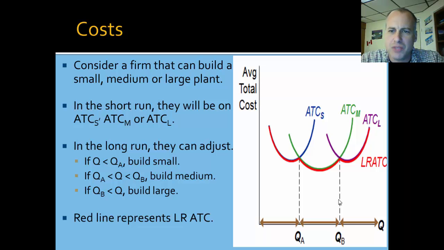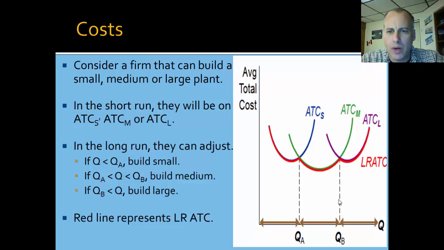So they can build a small, medium, or large manufacturing plant, but once they do, they move from the long run into the short run. Once they choose their level of capital, then in the short run, they're going to be on whatever size manufacturing plant that they've built. So they'll be on one of the short-run average total cost curves. The short-run average total cost curves are represented by the blue, green, and purple lines.